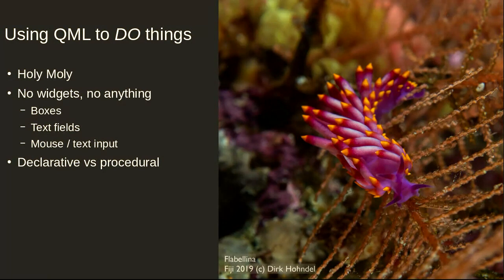Because QML has absolutely nothing besides rectangles that you can outline and fill, gradients, cool stuff, text fields, even for input, great. And it can react to the mouse, so it has these mouse areas you saw in the previous examples. And that is it. There are no widgets, there are no UI libraries, there is nothing. It is about as bare bones as it gets.